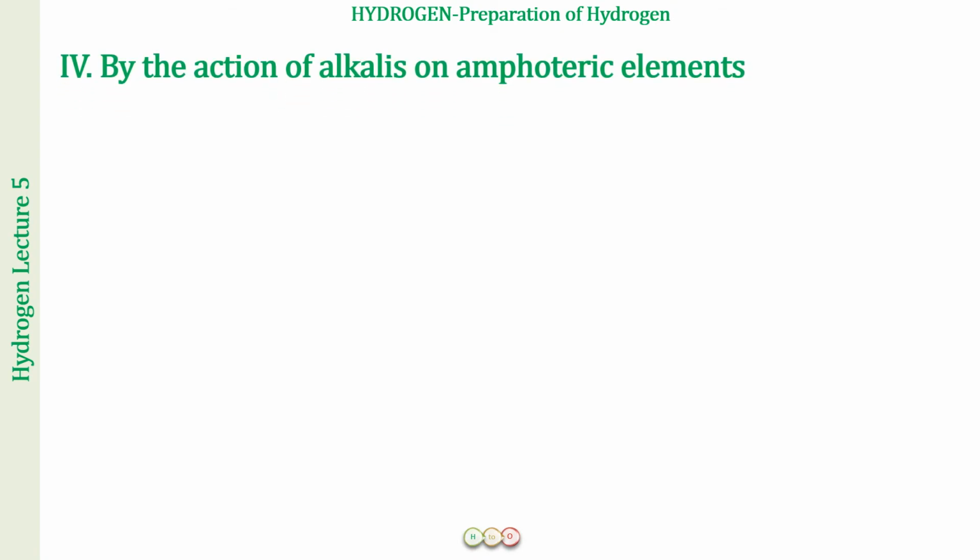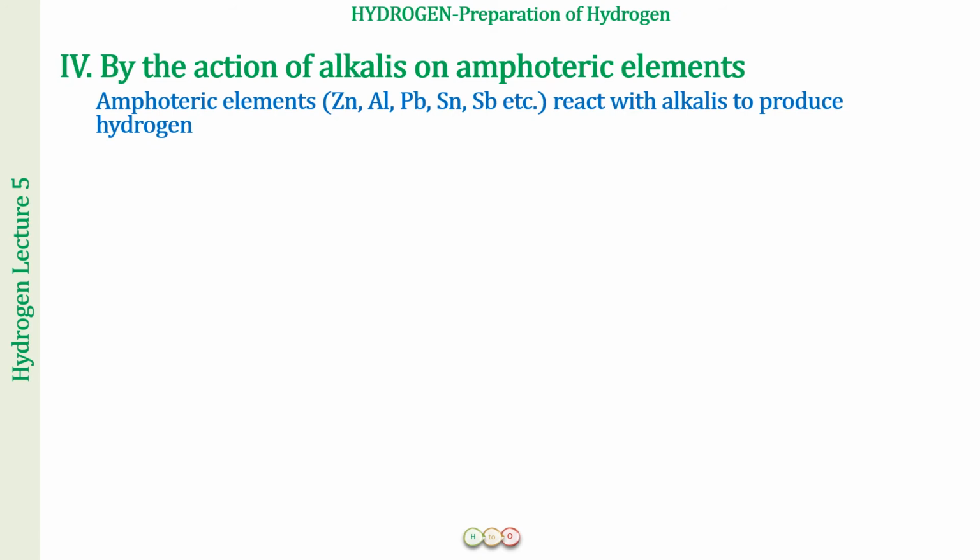So the next way in which we can prepare hydrogen is by the action of alkalis on the amphoteric elements. And what are amphoteric elements? These are those elements which can react both with acids as well as bases. So the common amphoteric elements are zinc, aluminium, lead, tin, antimony, etc. When they react with the alkalis, they will produce hydrogen. For example, let us see the reaction between zinc and NaOH. When they react, what is going to be formed? Sodium zincate plus hydrogen. So Na2ZnO2 is called sodium zincate.